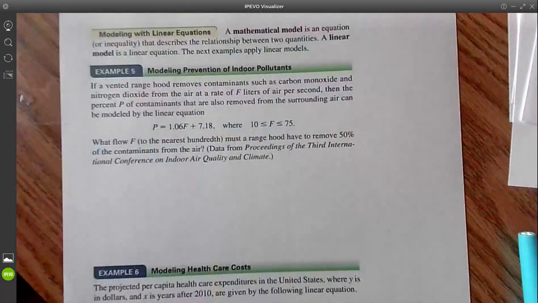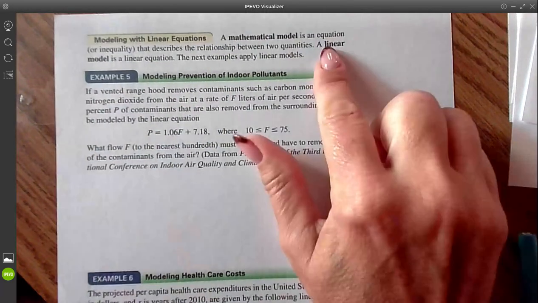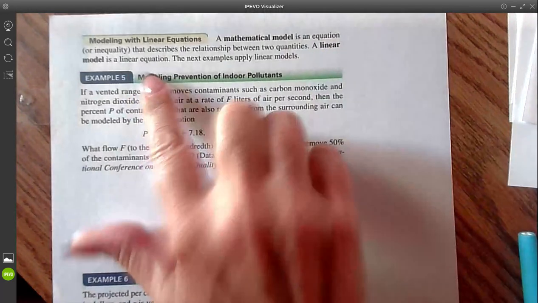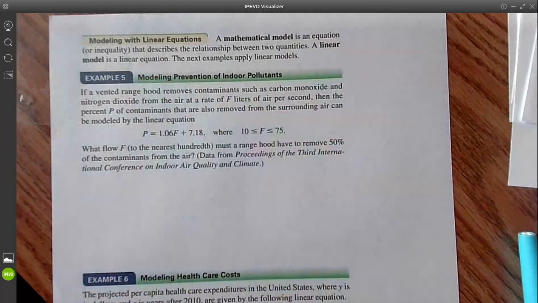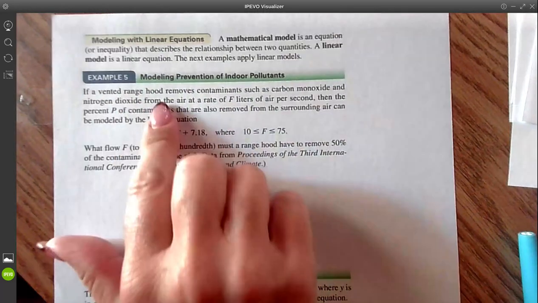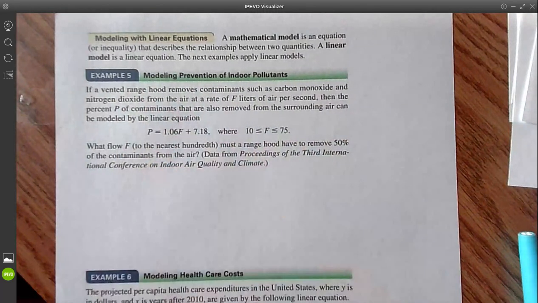Modeling with linear equations. A mathematical model is an equation or inequality that describes the relationship between two quantities. A linear model is a linear equation. Remember, that means that the degree is 1. So in these problems, they're going to give you a scenario and an equation, and then they just ask you to answer some questions. So we just really need to understand what the problem is about. We don't need to have a whole lot of background knowledge, and then just kind of take it from there.